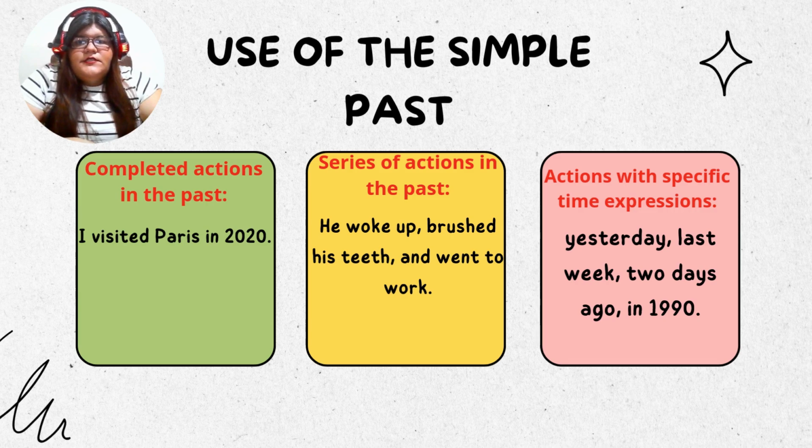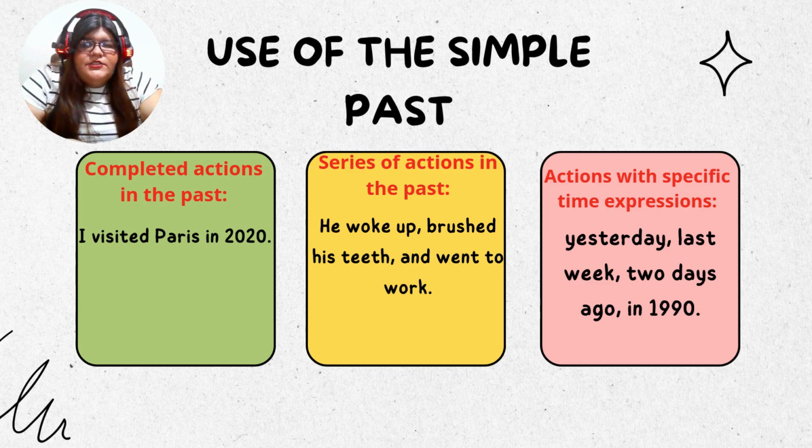So now let's see the use of the simple past. We will use the simple past with completed actions in the past, right? For example, I visited Paris in 2020. This means that this had happened in the past. Then we have series of actions in the past. He woke up, brushed his teeth and went to work.